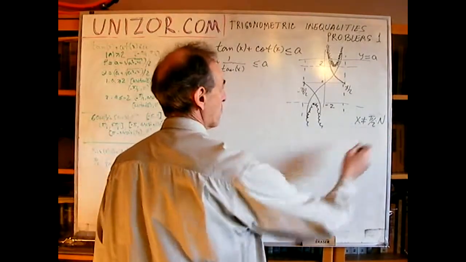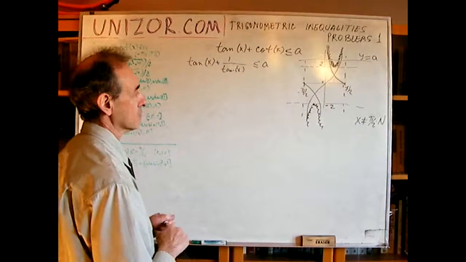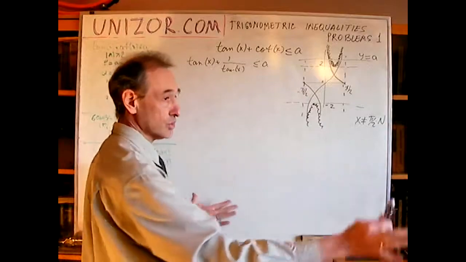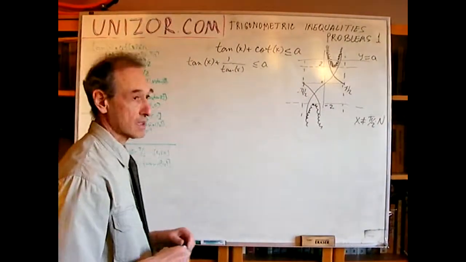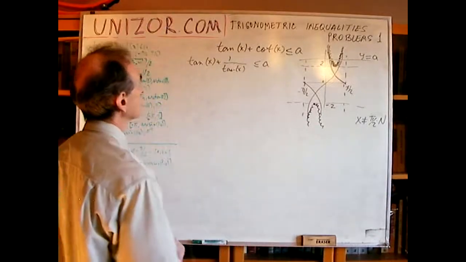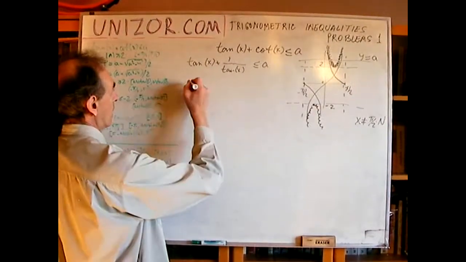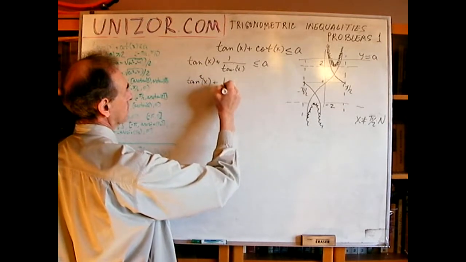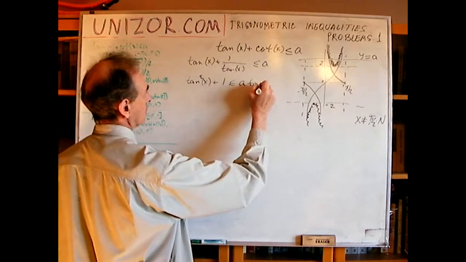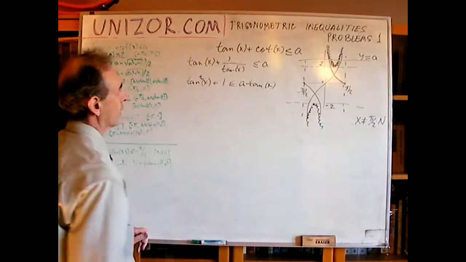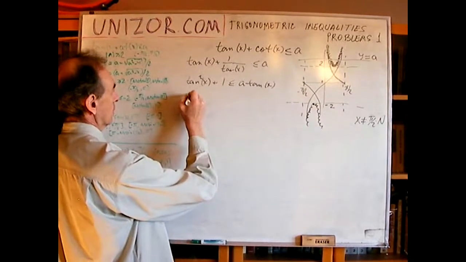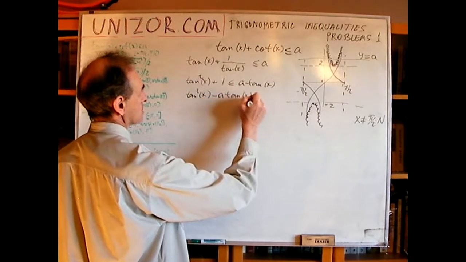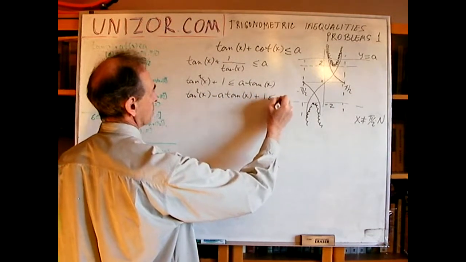So these are prohibited values, and we should really exclude them from all the solutions. Now, after this is excluded, I can multiply by tangent of x, because it's not equal to 0 now, since we excluded these values. And what I will have? I will have tangent squared x plus 1 less than or equal to a tangent of x, right? Or tangent squared of x minus a tangent of x plus 1 less than or equal to 0.